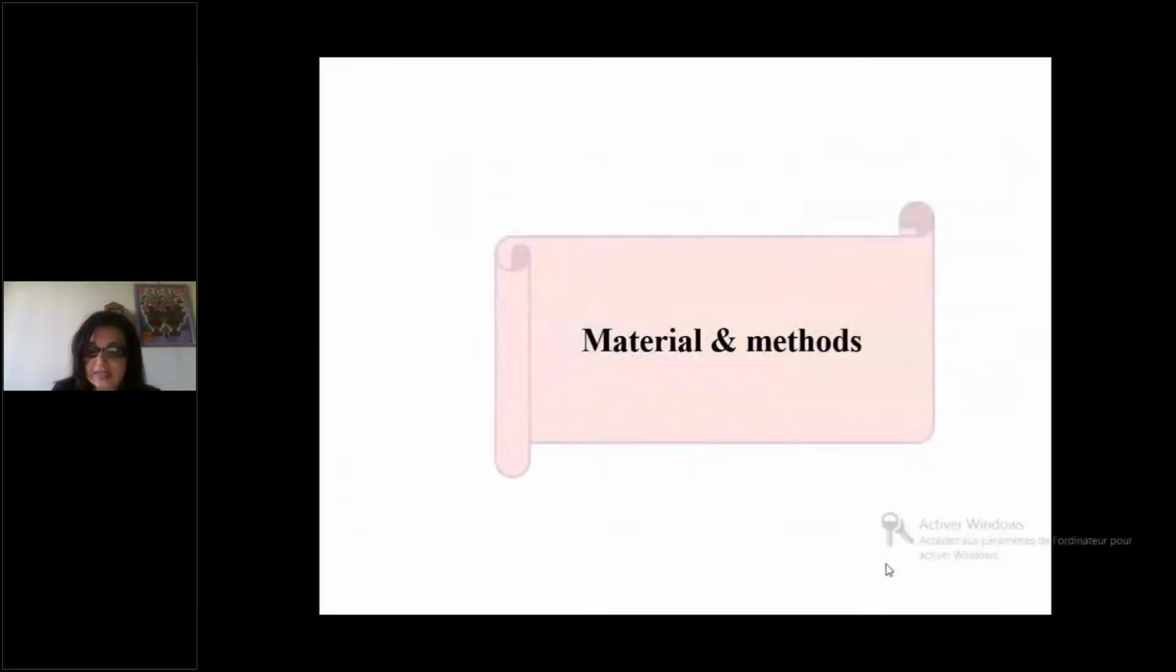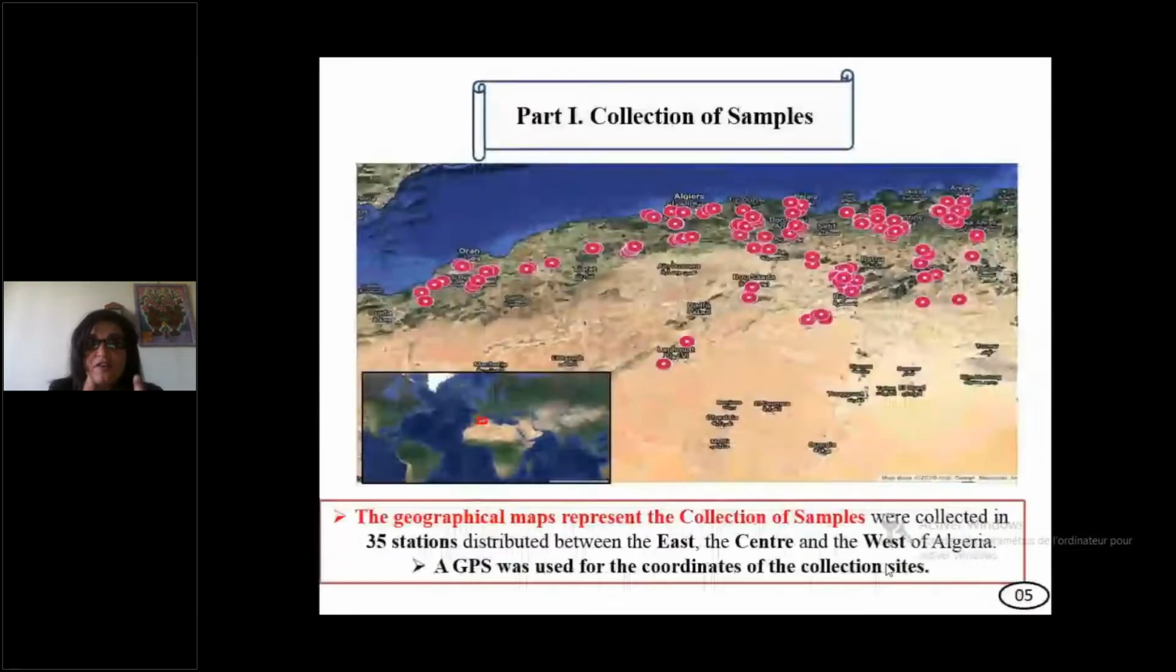In material and methods, for the first part, the collection of the samples: the geographical maps represent the collection. The samples were collected in 35 stations distributed between east, center, and west of Algeria. A GPS was used for the coordinates of the collection sites.